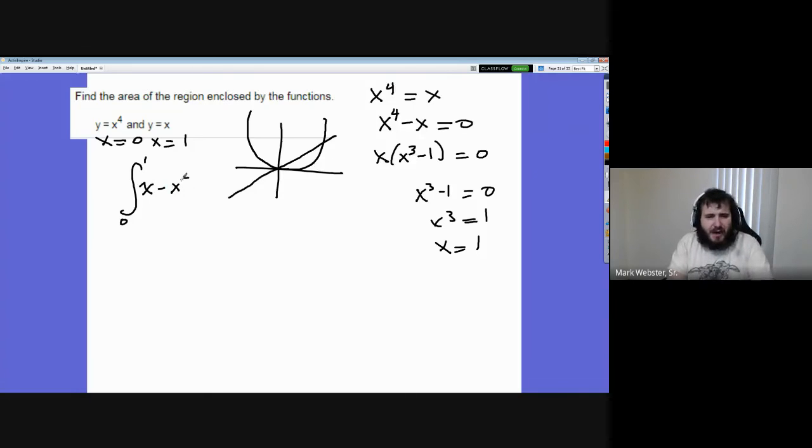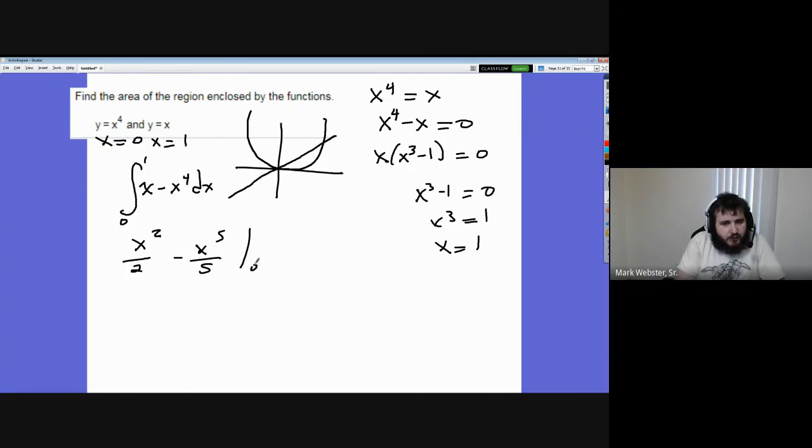But again, I'm always going to be honest with you that it doesn't matter as long as you look at your final answer and go, oh, it's negative by accident, let me flip it around. Because otherwise it doesn't matter, right? Because we do this: x squared over 2 minus x to the 5th over 5, evaluated from 0 to 1. Plug in 0, you get 0. Plug in 1, you get 1/2 minus 1/5, which, if we're going to do this, we might as well do it properly, 3 over 10, right?